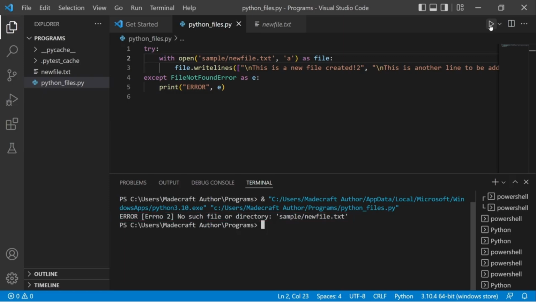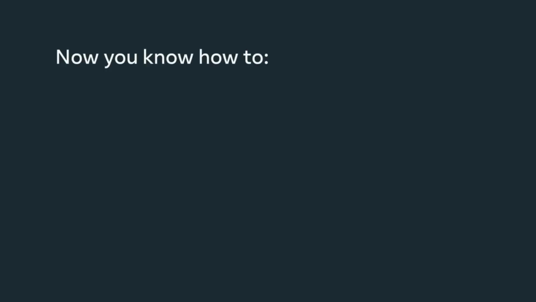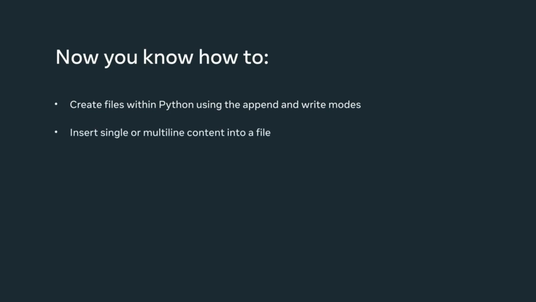So, take care when you are creating files that the directory where you want to place the file actually does exist. In cases like that, you must ensure the directory already exists, or create a directory from within Python and then create the file inside it. In this video, you learned about creating files within Python using the append and write modes and inserting single or multi-line content into the file.